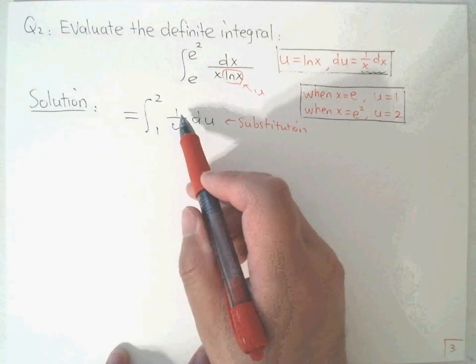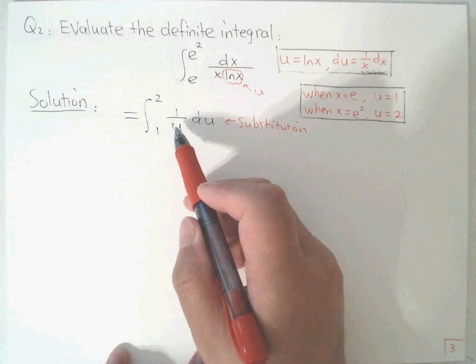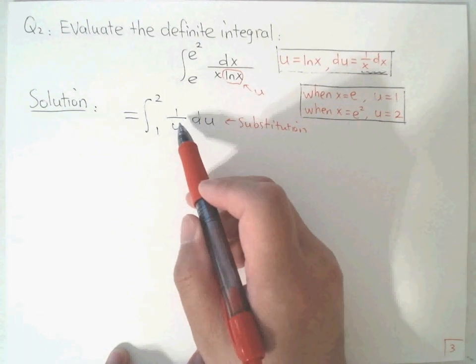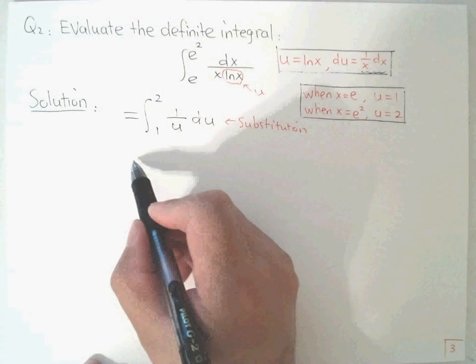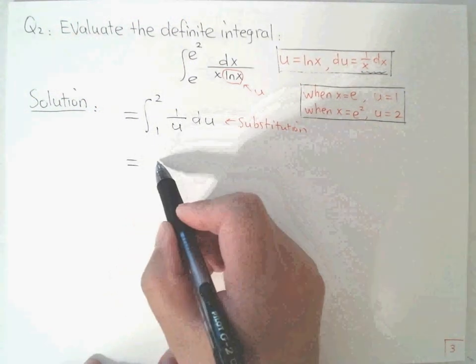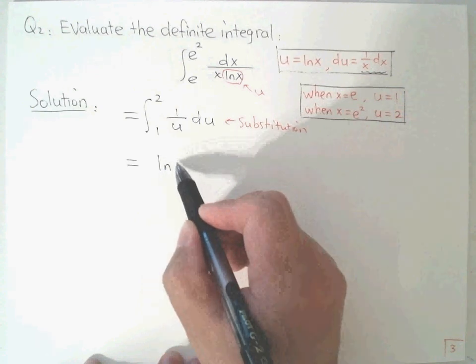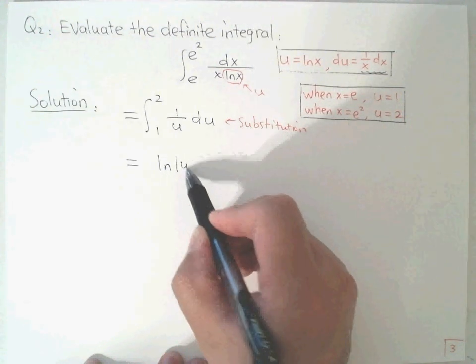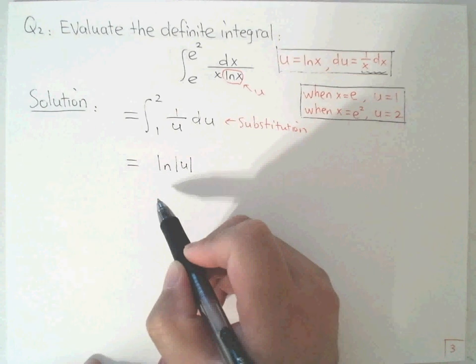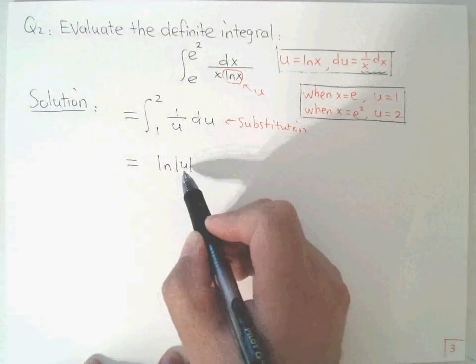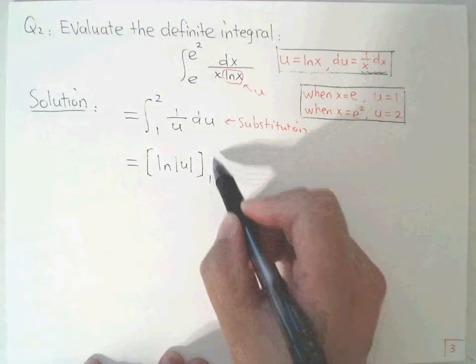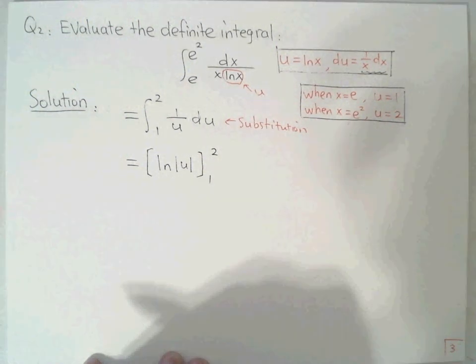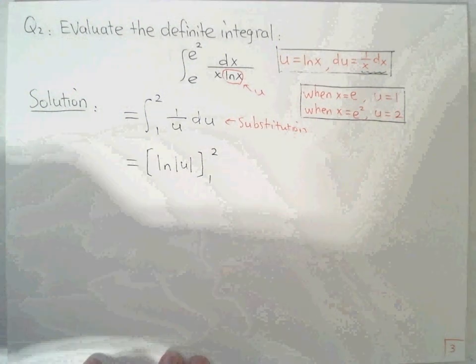This is a reciprocal function. We know the antiderivative of the reciprocal, right? Because we have basic formulas. So now I just use the basic formula. This is ln. Remember we have absolute value, right? Okay, good. And this is one antiderivative, and then focus on what? Focus on 1 to 2. Okay, that's all we need.